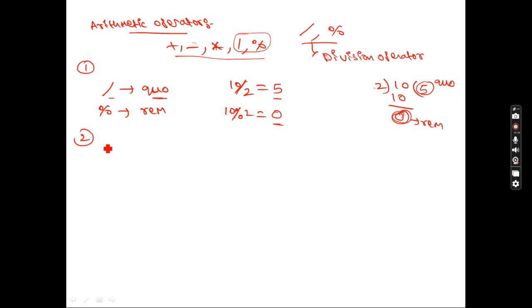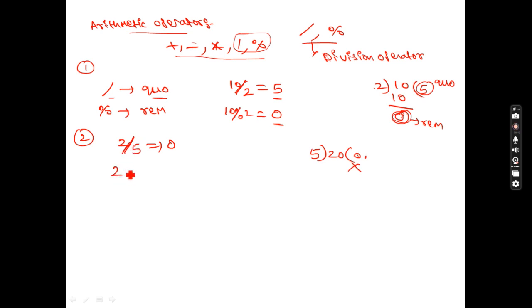The second point: suppose I'm dividing 2 divided by 5. Can I divide the number 2? In mathematics, if the number is not divisible, you write 0 point something. This kind of thing you cannot do in C language. So tell me, is 2 by 5 divisible or not? Not divisible. Which symbol have you used? Slash. So the answer is always 0 if the number is not divisible when using the slash symbol.